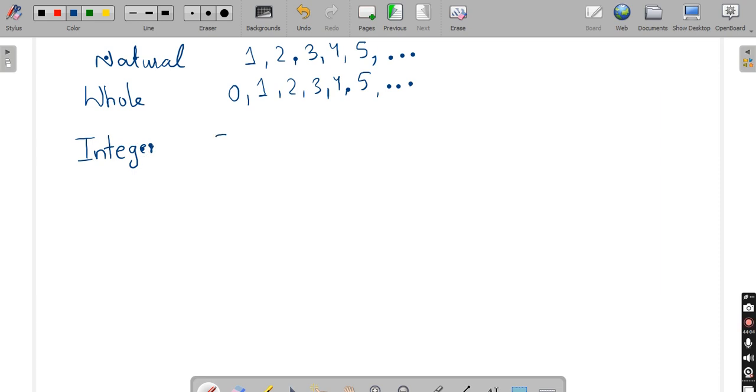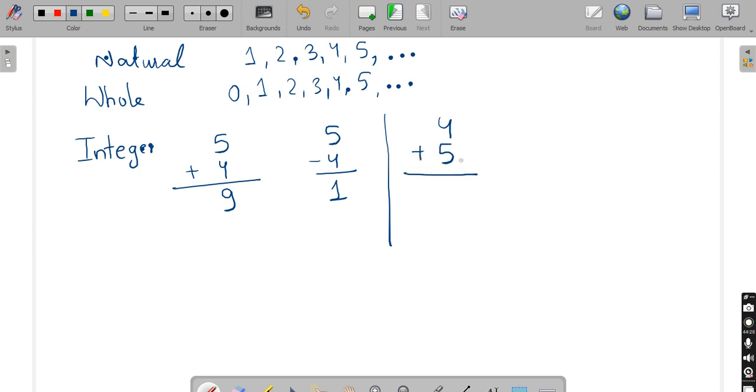For example, dear, suppose I am adding 5 plus 4, then I will get the correct answer, that is 9. Very good. Suppose I am subtracting 5 minus 4, then also I will get the perfect answer. Very good. Up to here the natural number, whole number will work. But suppose the same thing, 4 plus 5 I am adding, then how much will I get? 9. If I am subtracting 4 minus 5, then dear I will not get the answer as 1, I will get the answer as minus 1.